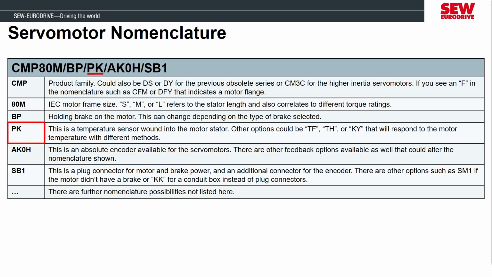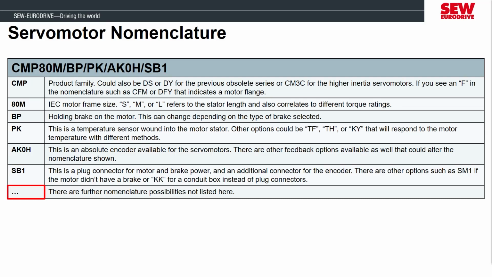The PK is a temperature sensor that's wound into the motor stator that operates on a linear resistance to the motor temperature. If you have an older MOVIDRIVE B, the inverter firmware would need to be upgraded to be able to evaluate this resistance. The AK0H is an absolute encoder option the servomotors can have instead of a resolver. Lastly, SB1 is a plug connector for motor and brake power and the encoder. If this servo didn't have a brake, then the connectors would be called SM1 instead. Another option is KK, which is a conduit box instead of plug connectors.